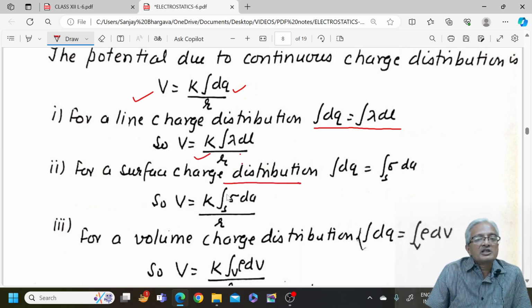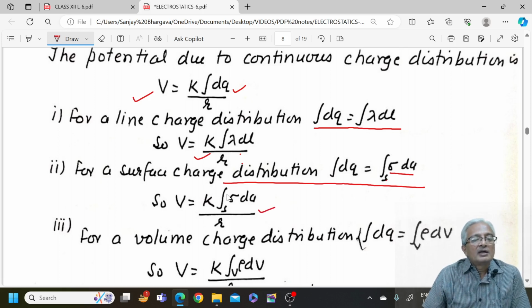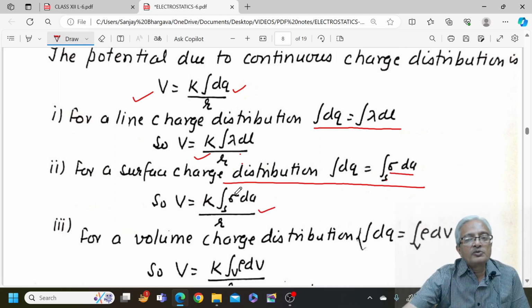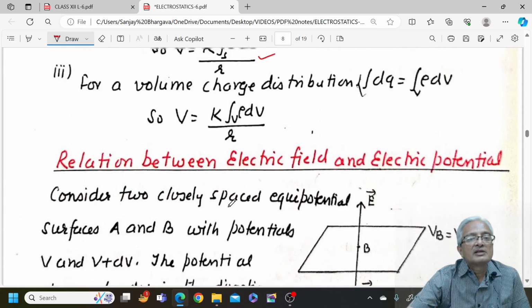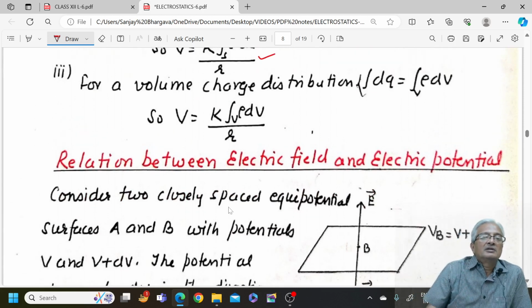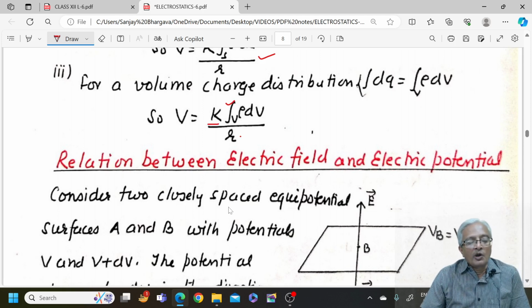For a surface charge distribution, integration dq would be equal to integration sigma dA over the entire surface area. So potential V is equal to K integration sigma dA upon R. For a volume charge distribution, we can say the potential would be given by K integration rho dV upon R. This integration extends over the entire volume.